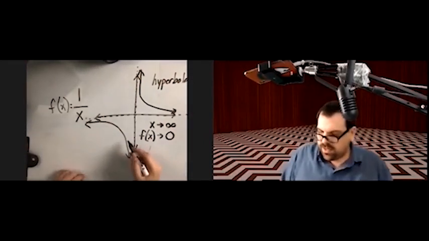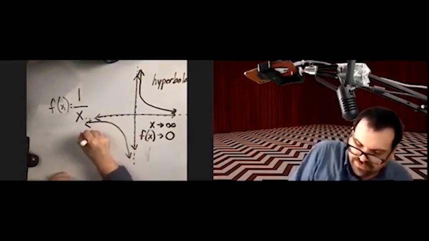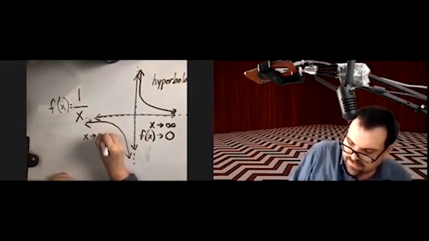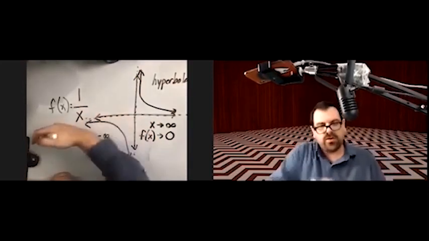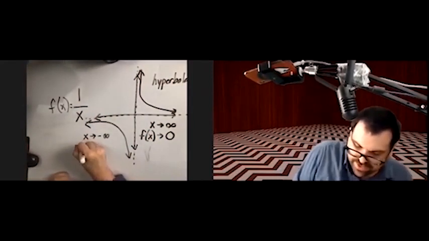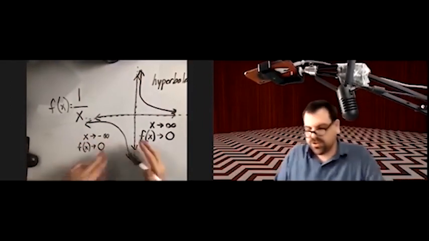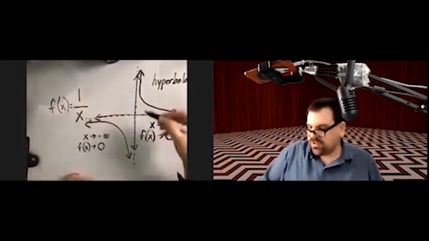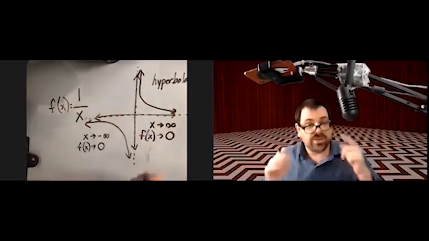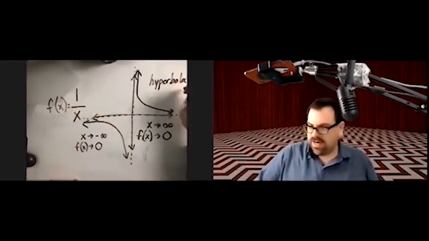Over here, as x approaches negative infinity, as we move farther and farther to the left, f of x also approaches 0. It gets closer and closer to 0 without touching it. That's an A on the end there, hyperbola.